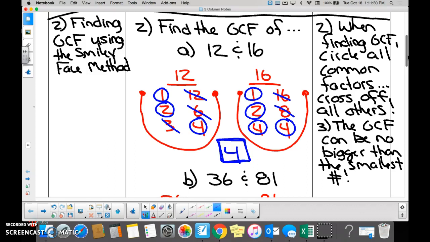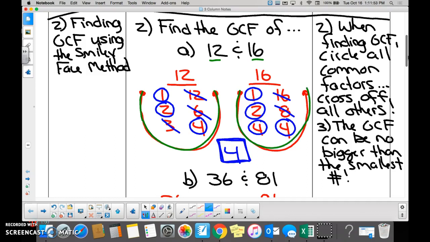So to find greatest common factor, you need at least 2 numbers. So I started off by giving you 12 and 16. And to find the greatest common factor, you have to find all the factors of 12 and 16. And we've already learned to find the factors, you use the smiley face method. Yes or no? Yes. So the smiley face method listed 1, 2, 3, 4, 6, and 12 is all the factors of 12. It listed 1, 2, 4, 8, and 16 is all the factors of 16.